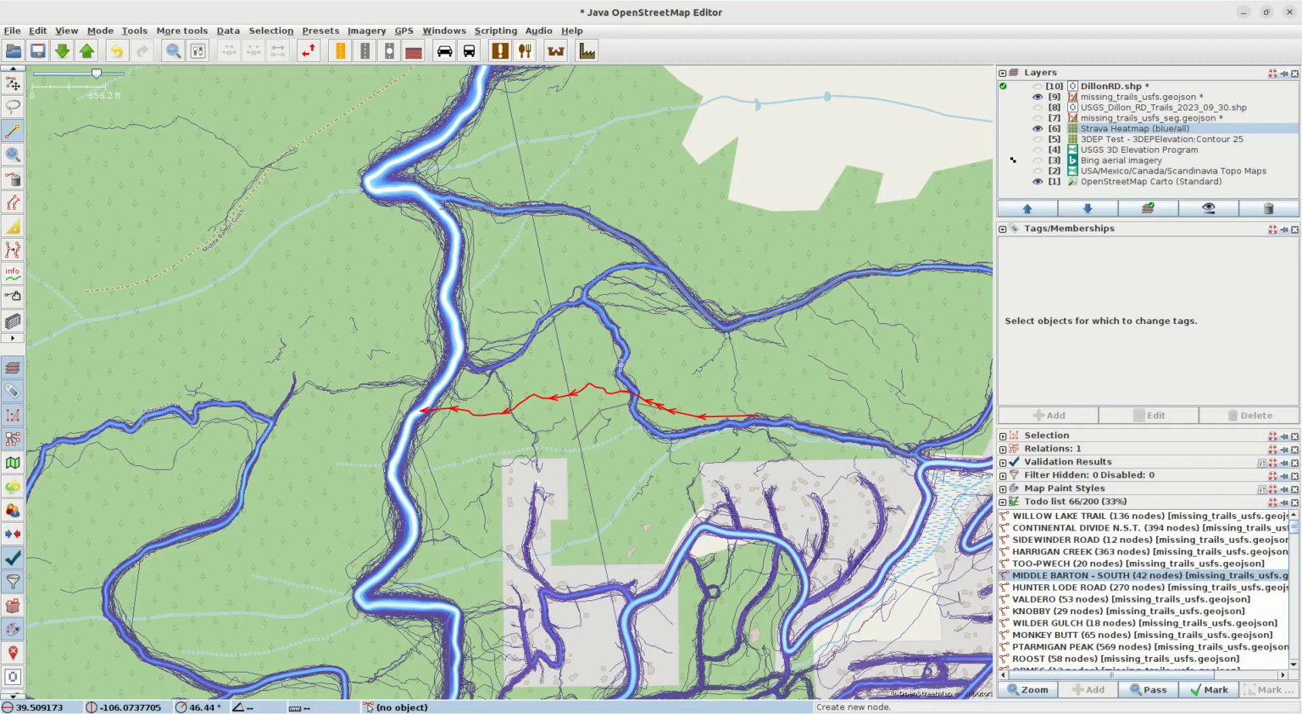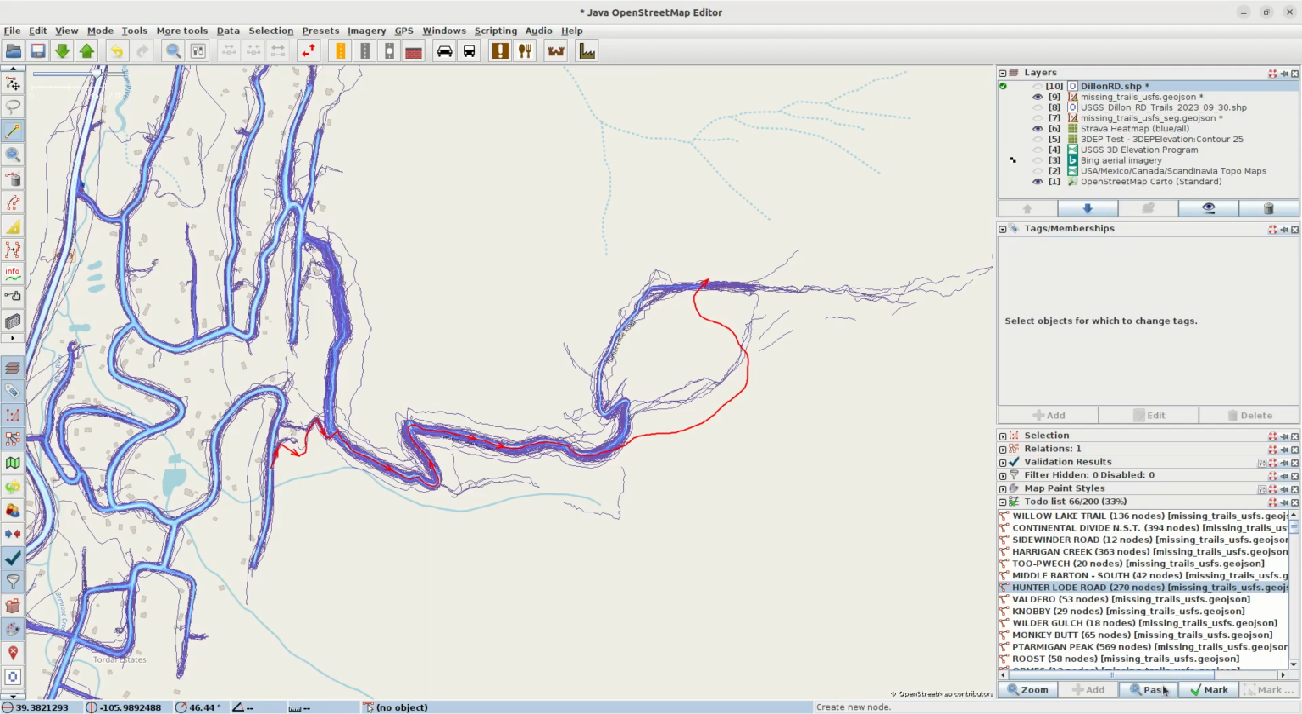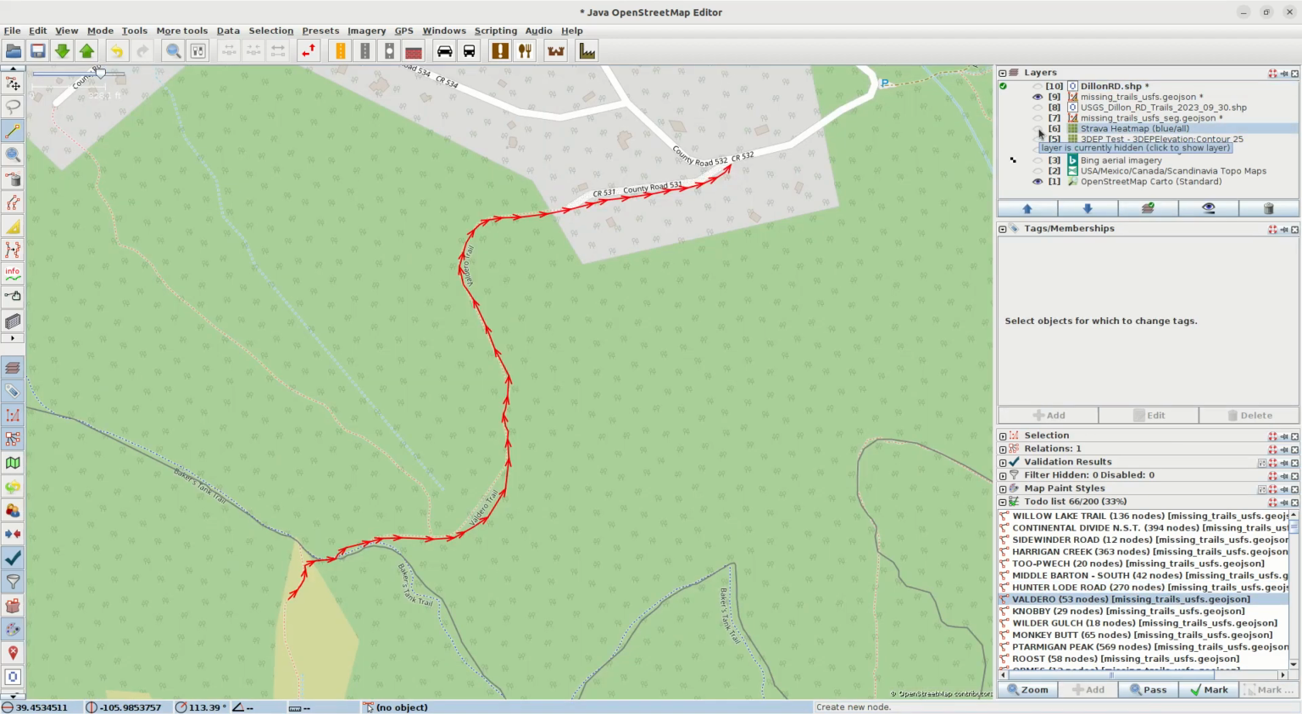And that's what's so confusing about this data, it is so different than reality that it's difficult to match up which trail they're actually referring to. This is the Hunter Lode Road. Say that 3 times fast. Hunter Lode Road. And that discrepancy is almost 1,200 feet.